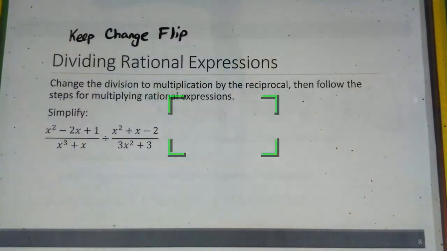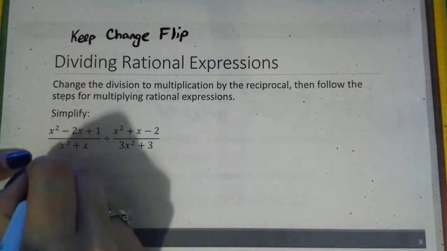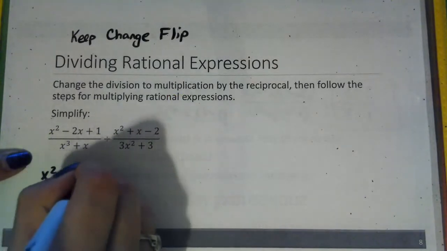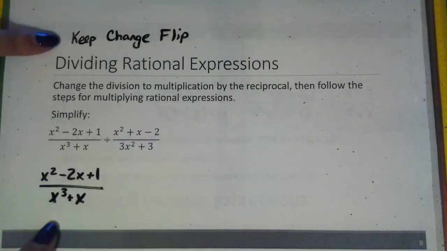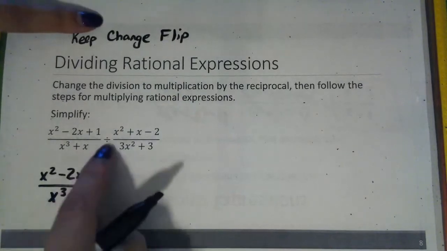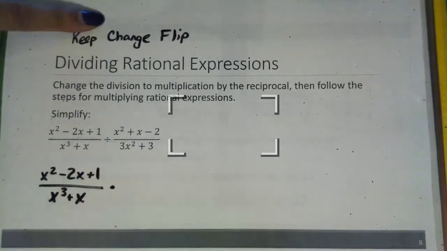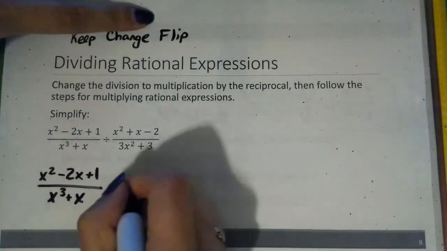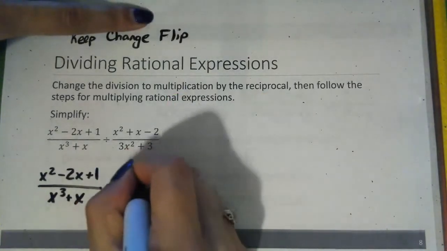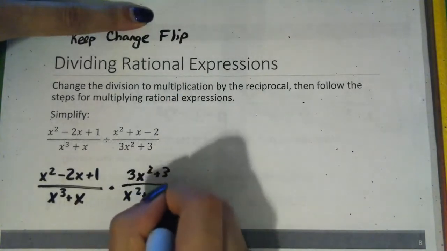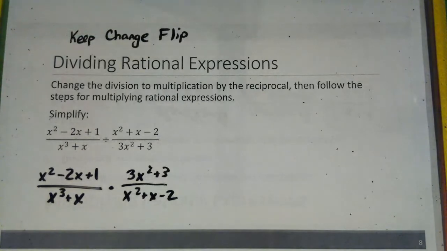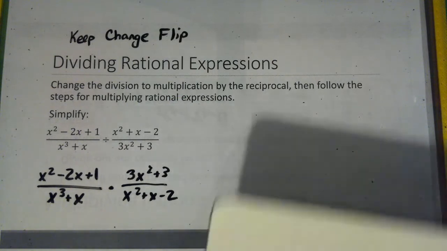So we keep the first fraction the same. So this is x squared minus 2x plus 1 over x cubed plus x. So that's the keep. Then we change from division to multiplication. And then flip, we're going to flip the second fraction, 3x squared plus 3 over x squared plus x minus 2. Now we are no longer dividing, we're multiplying, and that's something we already know how to do. So I just need to factor everything and then work on multiplying.